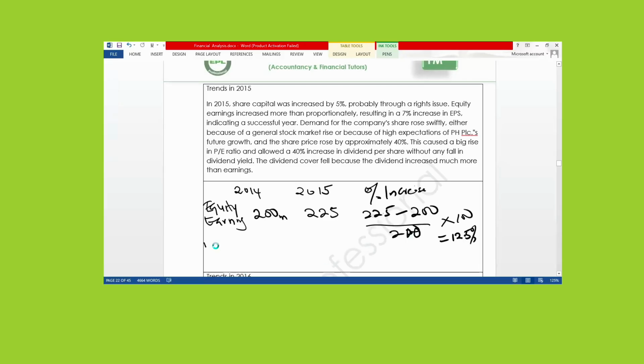Look at the number of ordinary shares. In 2014, 2,000. In 2015, 2,100. Percentage increase: 2,100 minus 2,000 is 100, divided by 2,000, multiplied by 100. 5% increase.